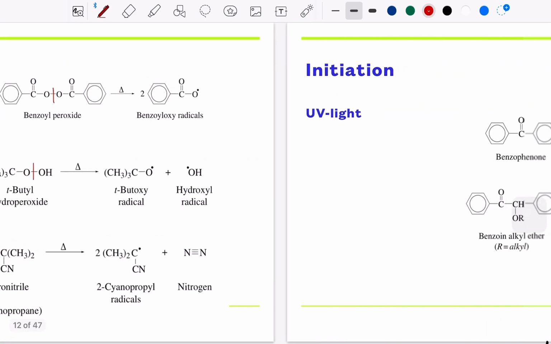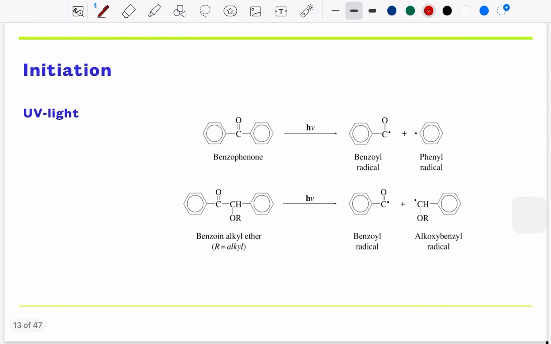And then for the UV light, if you see how it goes, it can cleave on the left side or the right side, because this carbon is more positive, right? So it can give a benzoyl radical or a phenyl radical, or for the other, benzoin alkyl ether, it can give a benzoyl radical, and the other part is the alkoxy benzyl radical. So cut there, cut there.